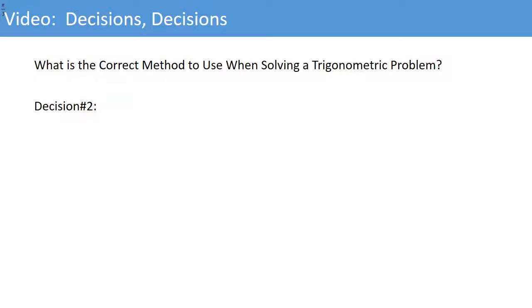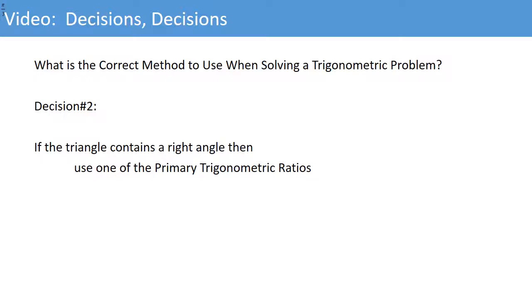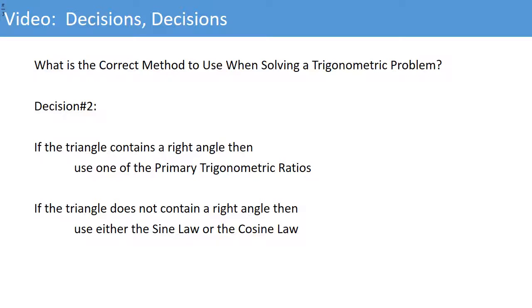Decision number 2. If the triangle contains a right angle, then use one of the primary trigonometric ratios. But if the triangle does not contain a right angle, then you have another decision. Do you use the sine law or do you use the cosine law?